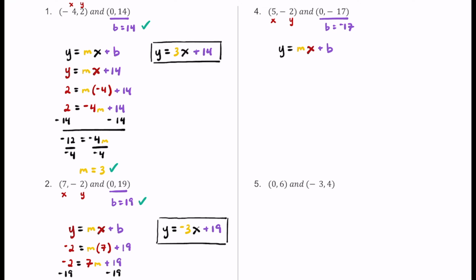So here is our x and here is our y. So let's go ahead and substitute everything we know. We know x, y, and b, and we can solve for m. All right, so we can write negative 2 for y is equal to m times x. What is x here?